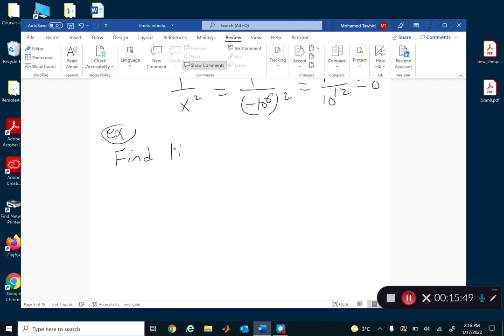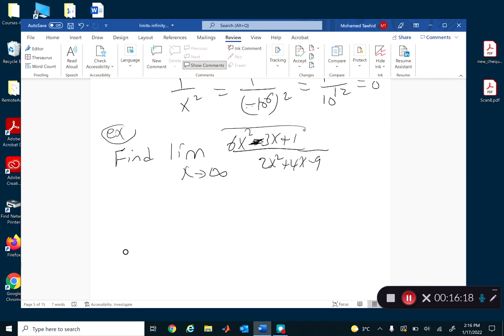I ask you the limit, the same example here, but I need to solve it another way. We still call it algebraically. The limit of 6x squared minus 3x plus 1, divided by 2x squared plus 4x minus 9. So now I need to solve another way. I look at the top here, that's a polynomial. Down you have another polynomial, so it's a fraction, polynomial divided by polynomial.